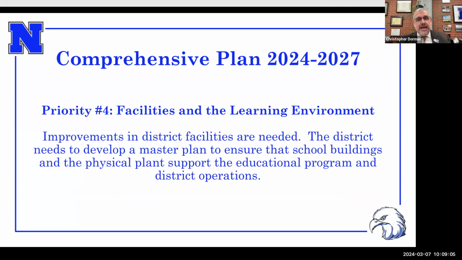To ensure that we stayed on track with this, we are currently in our comprehensive planning cycle. The Pennsylvania Department of Education requires that school districts develop a strategic plan, or what they call a comprehensive plan, every 3 years. We are currently in our planning process and are proposing to the board to approve our next plan, which will run through the 2024 school year through the 2027 school year, later this month. To show how serious we are about this facilities master plan, we've identified facilities in the learning environment as one of our 4 priorities in the plan.